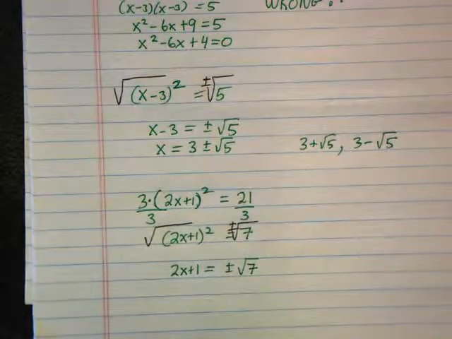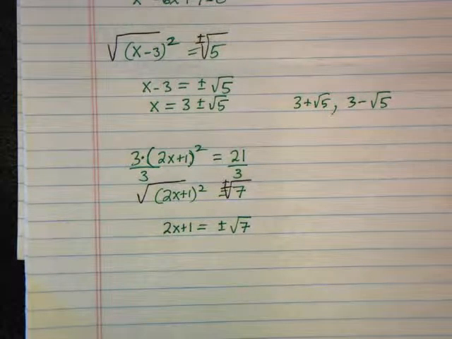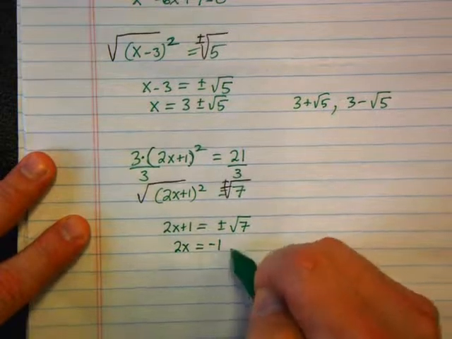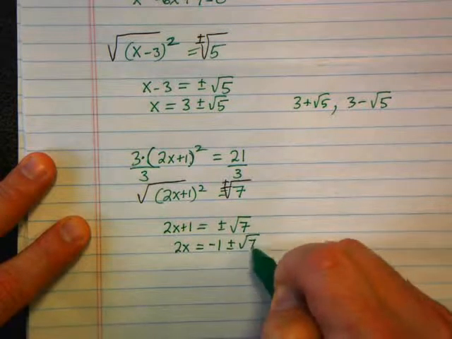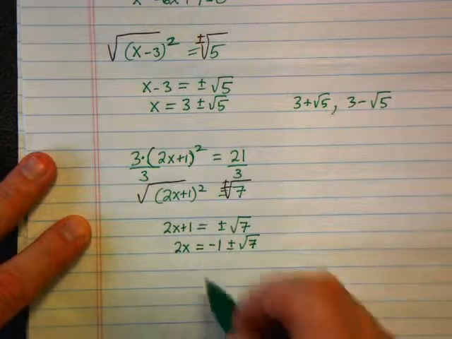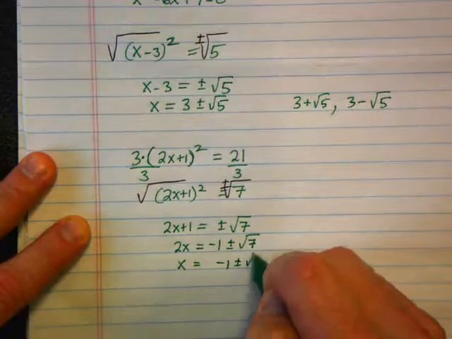What would you do now to get the x all by itself? Subtract 1, and we write it as 2x equals negative 1 plus or minus square root of 7. And finally, divide by 2, and when we divide by 2, we do it everywhere. Negative 1 plus or minus square root of 7. And typically, we just write it that way. We divide the whole thing by 2.